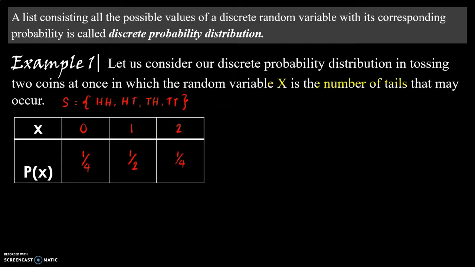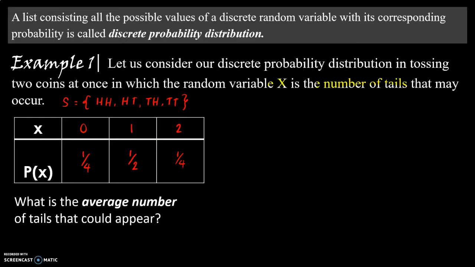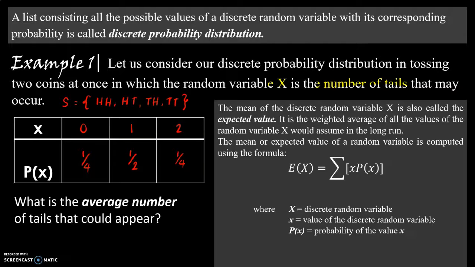Now that we are done with the discrete probability distribution, we are asked the question, what is the average number of tails that could appear? To solve for it, we need to compute the mean of the discrete random variable, which is also called the expected value. The expected value is the weighted average of all the values the random variable x would assume in the long run. The mean or expected value of a random variable is computed using the formula.